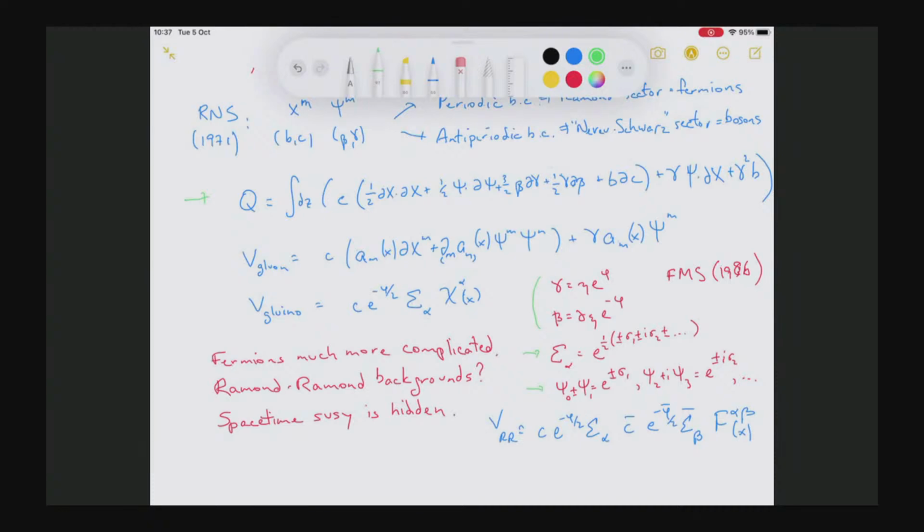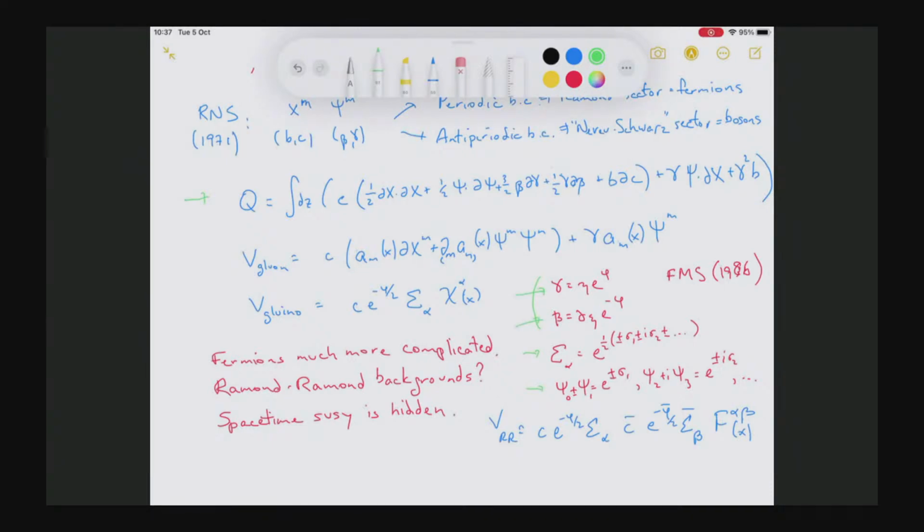Essentially you construct the spin field out of these chiral bosons sigma. So the gluino vertex operator is much more complicated than the gluon vertex operator, and that makes it difficult to describe Ramond-Ramond backgrounds. For the gluon vertex operator, the ghosts and matter fields essentially decouple, but in the gluino they couple just because you have to bosonize all these ghosts here.